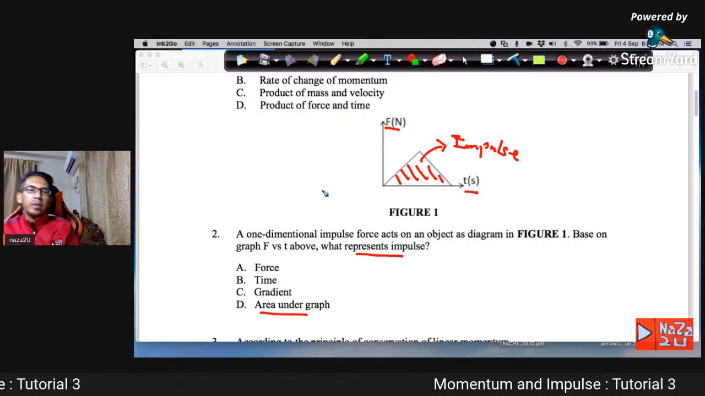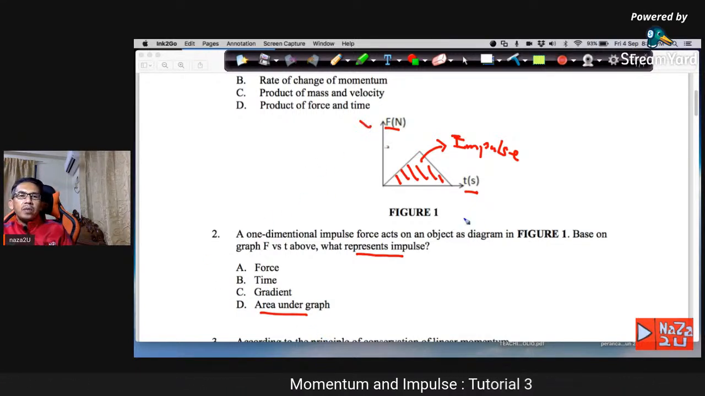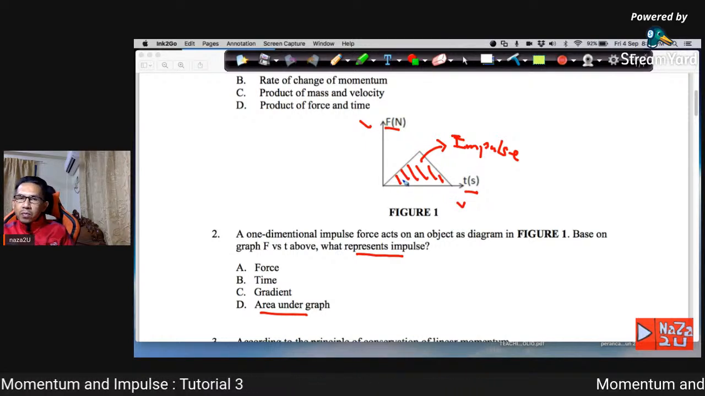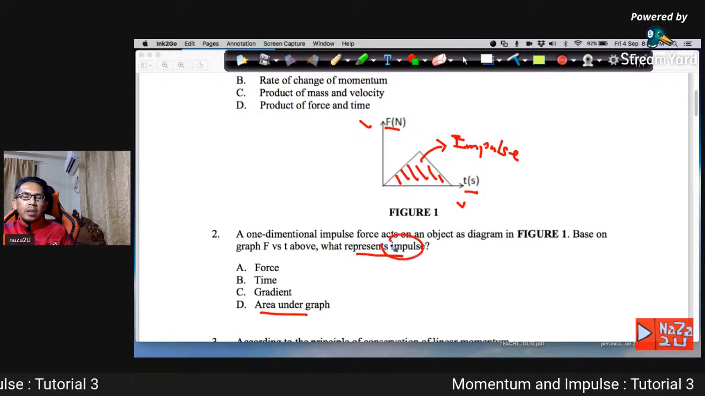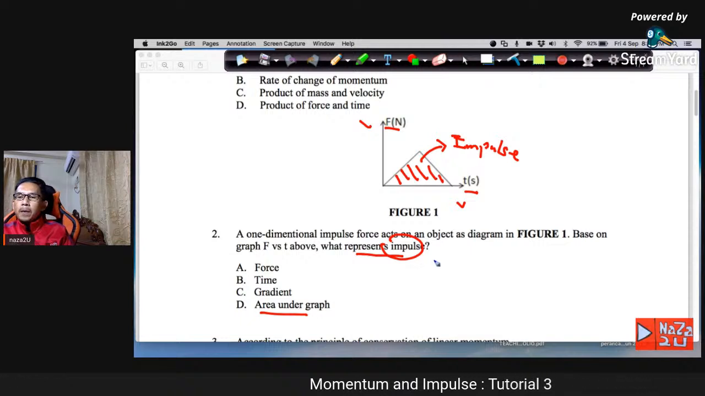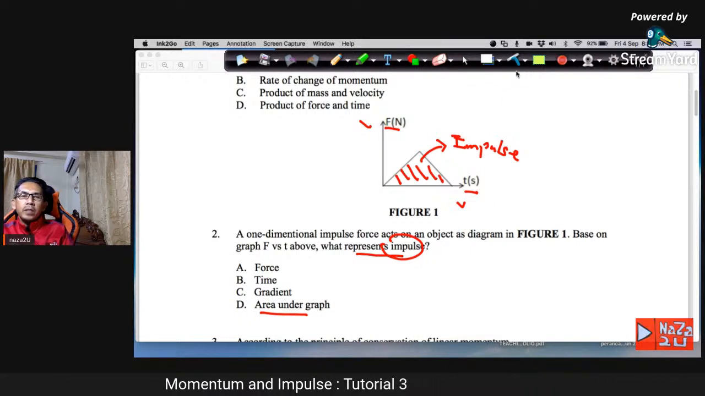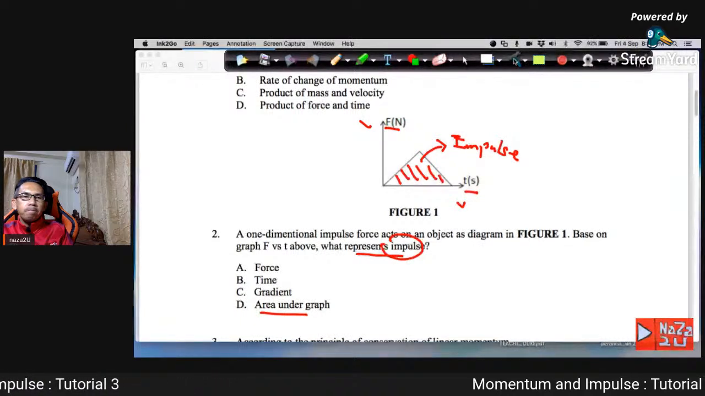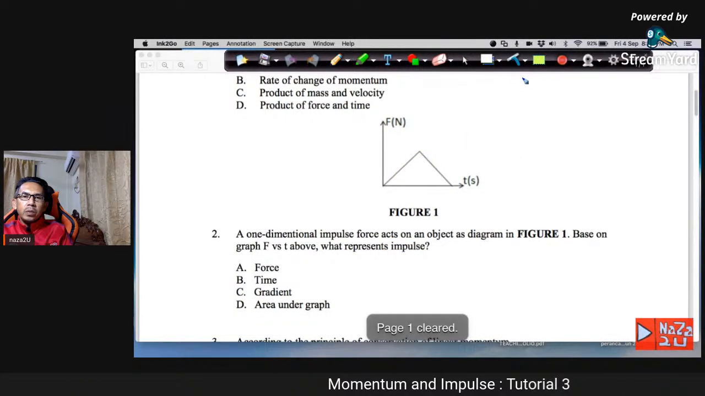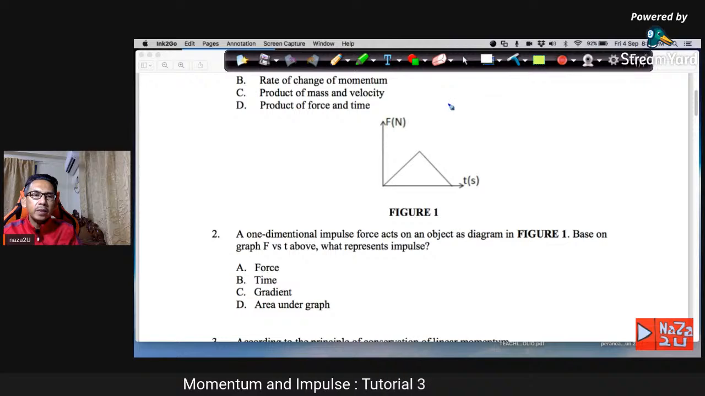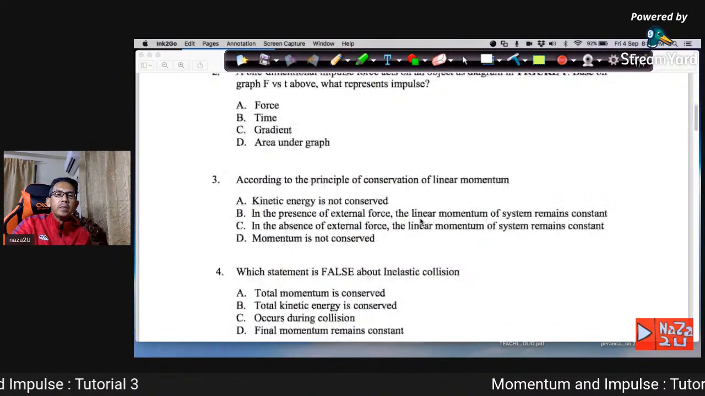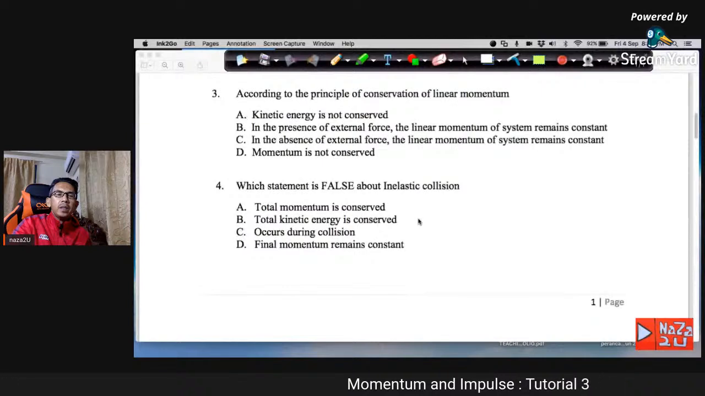Okay, kelas. Maksudnya kalau kita ada graph force versus time T, kalau kamu cari area under the graph, so dia bersamaan dengan impulse. Right? So next, we go to the next question. Number 2 finish. Question number 3.